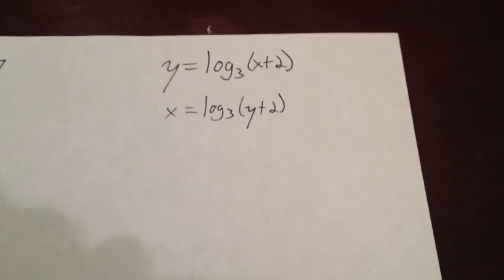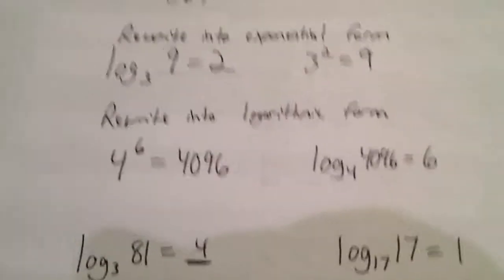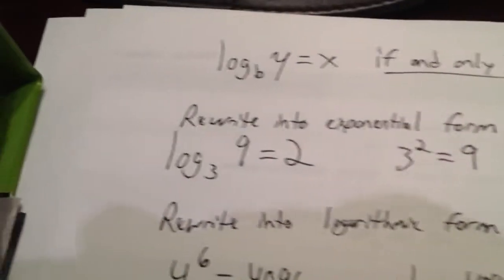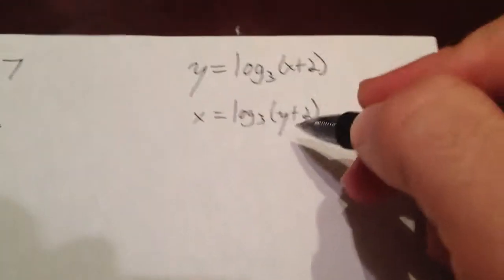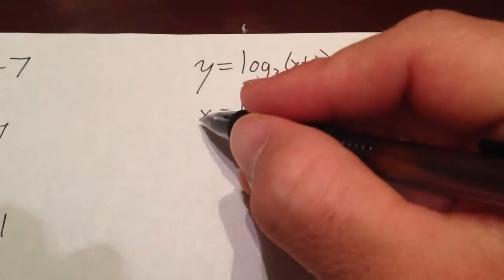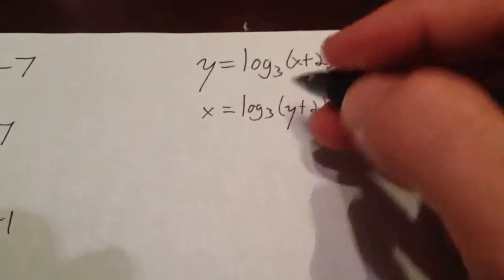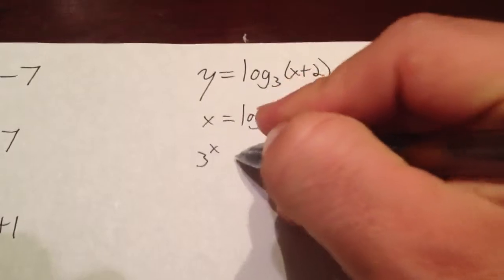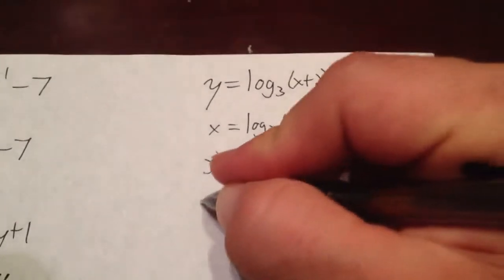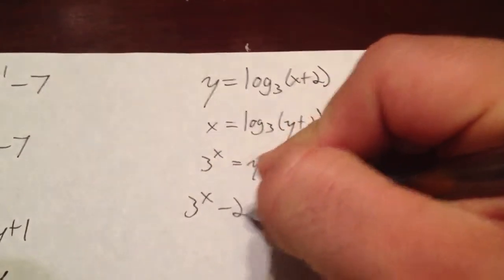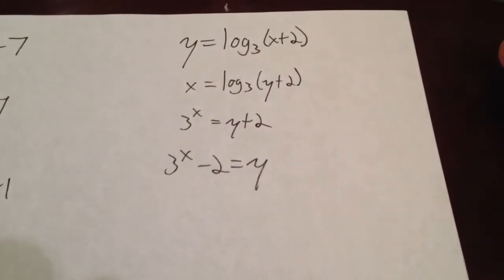So now we go the other way. Instead of taking it from exponential form to logarithmic like we did on the last problem, we're going to go from logarithmic to exponential. But it's still just using the definition. This base raised to this exponent equals this stuff. So 3 to the x equals y plus 2. And then all I got to do is subtract my 2. And there you go. There's your inverse.